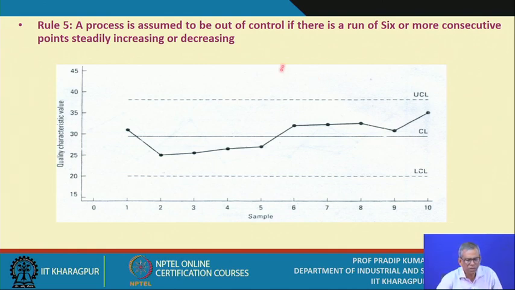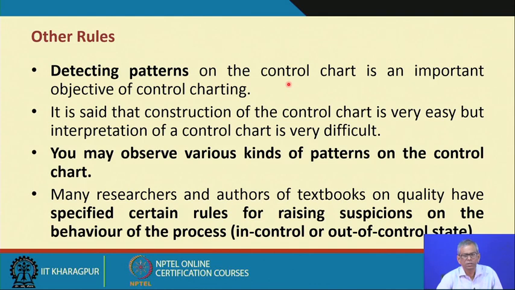Now, here you might have noticed that whether it is rule 1 or rule 5 or rule 4 or all these rules, all the points are existing, excepting rule 1, within the control limits. Okay, all other rules you will find that the plotted points do exist within the control limits. But still they are referred to as out of control conditions. Why? Because there are two conditions.